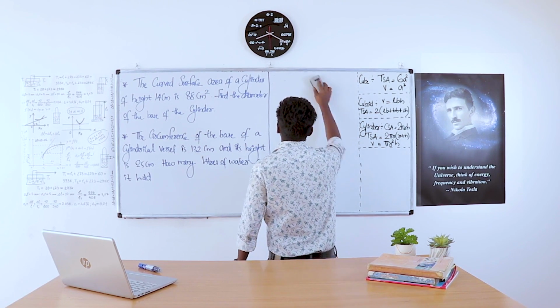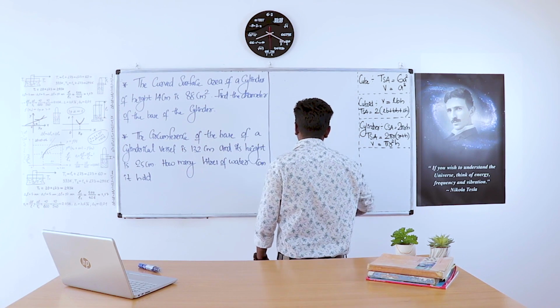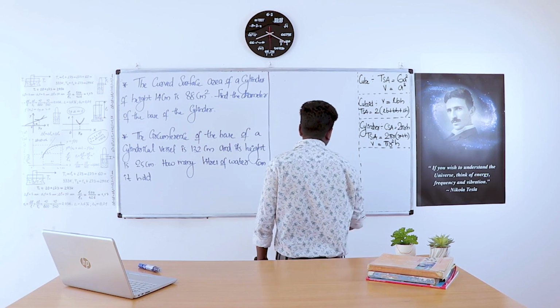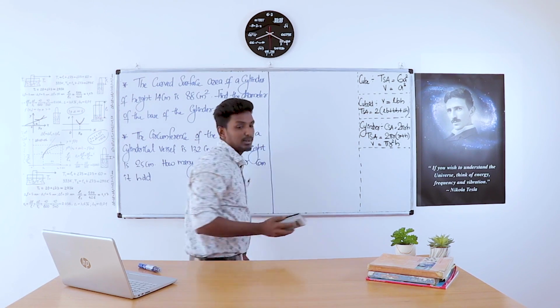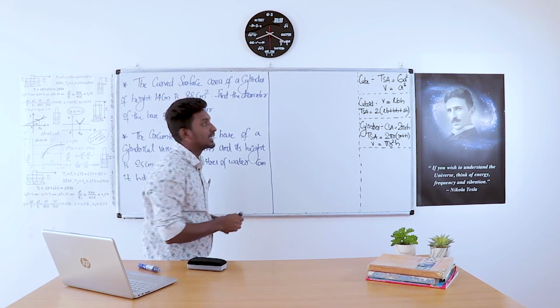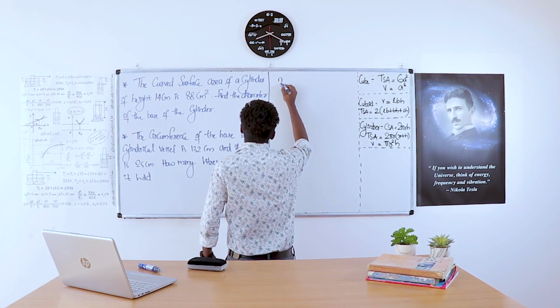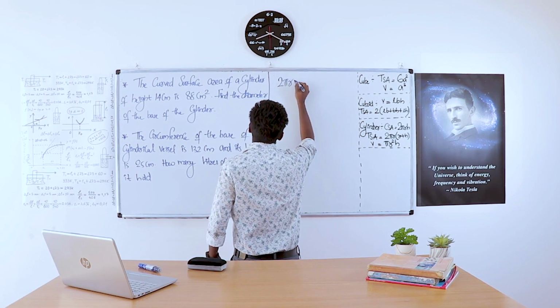What do you mean by circumference? Circumference means base perimeter. So circumference of the base means simply base perimeter. Base perimeter is 2 pi r.